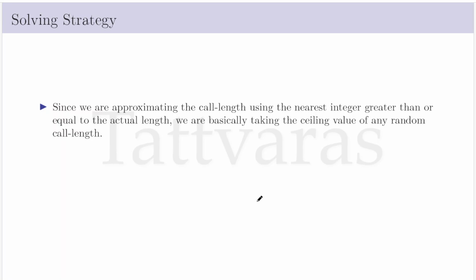Since we are approximating, we are actually taking the nearest integer greater than or equal to the actual length. In terms of mathematical functions, to be precise, we're taking the ceiling value. There are two kinds of functions: one is called the floor function, and the other is the ceiling function. In one, we take the integer that is nearest but less than or equal to it. In the other, we take the integer that is nearest but greater. That is the ceiling value and the floor value.